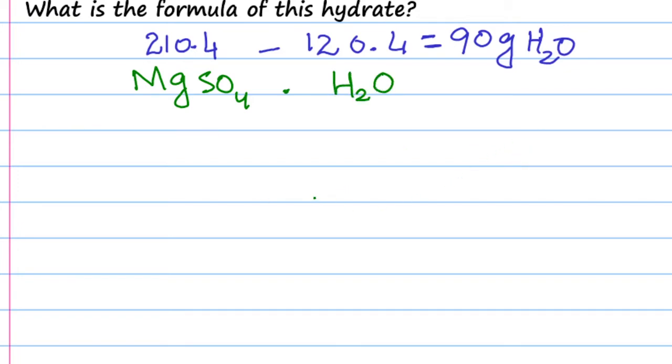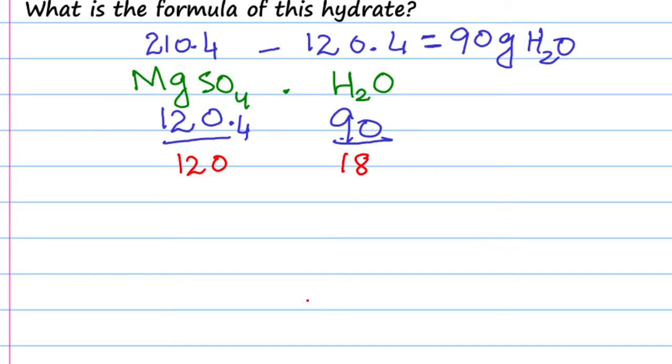So in the first step, we will write the mass of water, that is 90 gram, and we will write the mass of anhydrous salt, that is 120.4. After having these values, just like to calculate the empirical formula, we will calculate the number of moles of these compounds. But here we will use the molar mass of the compound. The molar mass of the compound MgSO4 is 120, and for water it is 18.